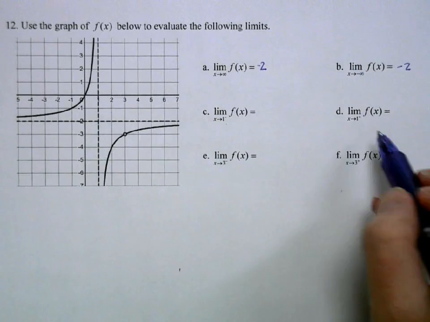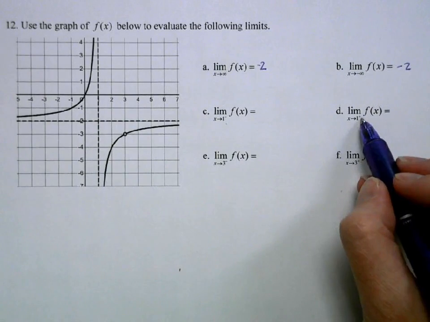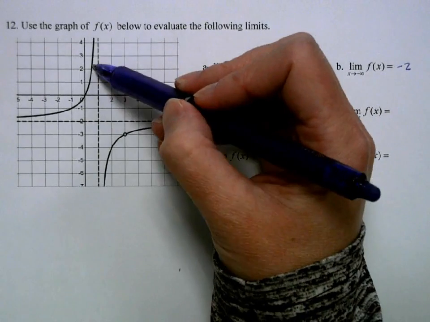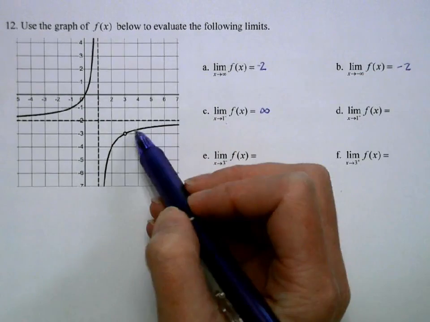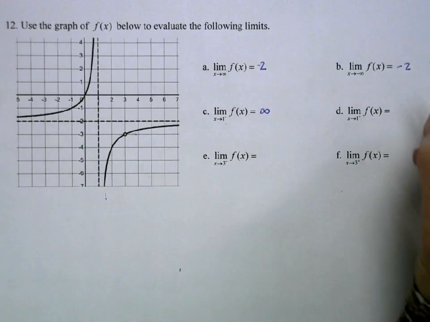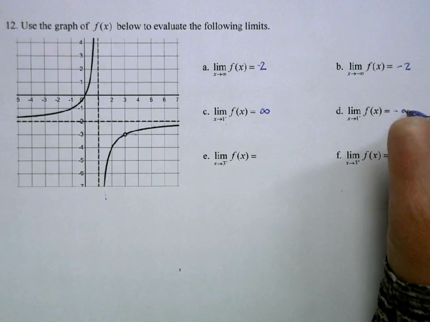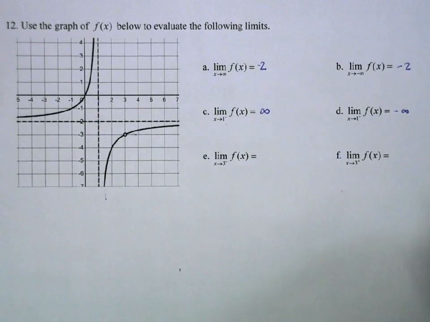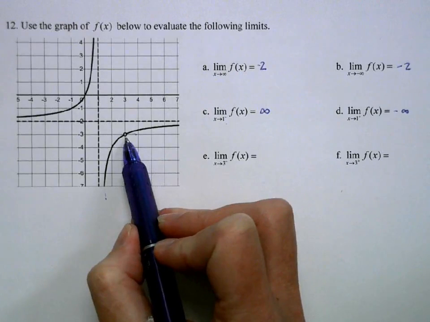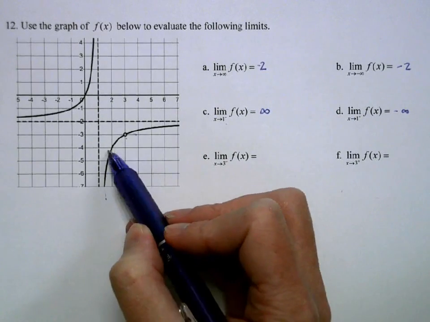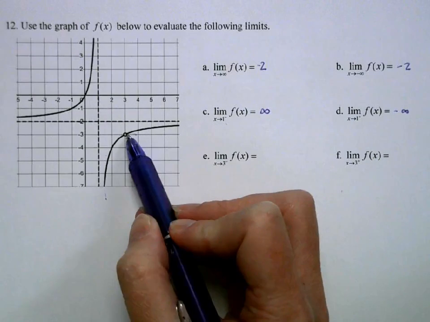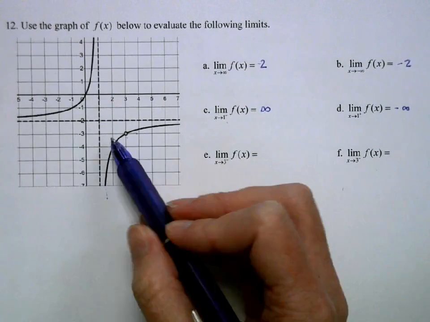So 1 from the negative side is going to positive infinity. 1 from the positive side is going to negative infinity. Okay. And then as we approach 3, we have a hole here, but the limit still exists because we're still approaching the same thing from both sides. So both of these, both from the positive and from the negative, are approaching negative 3.